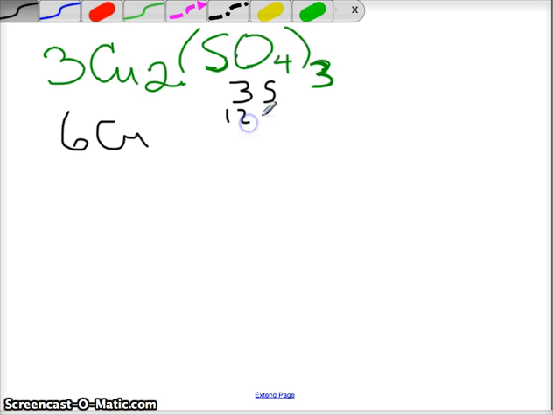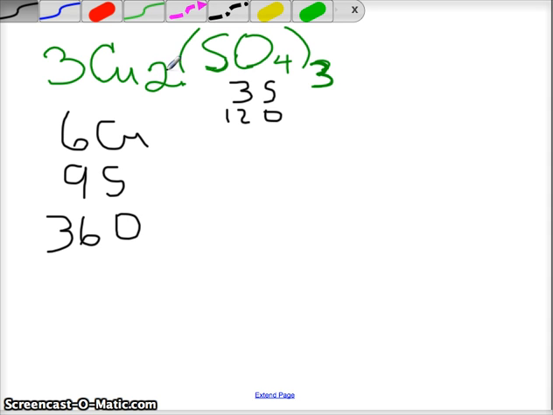Now that's just for what's inside the parentheses being distributed to the subscript. Now I have to take these two and multiply them by 3. So in the end I have a total of 9 sulfur, and 12 times 3, 36 oxygen. So this part, pretty simple.